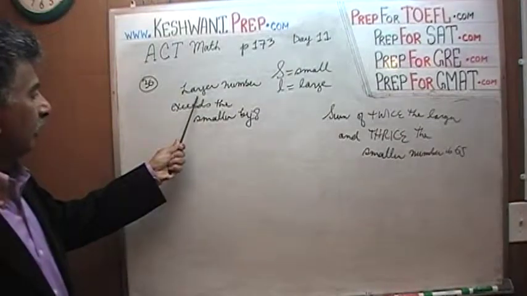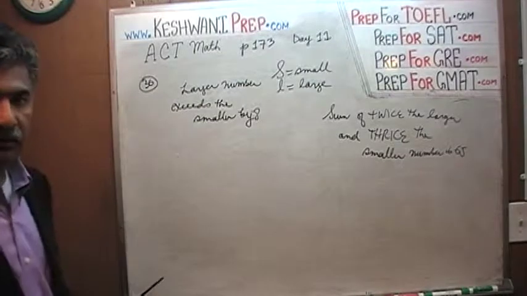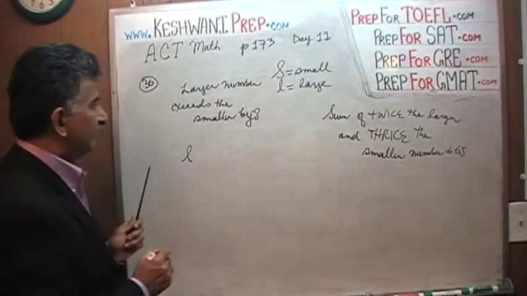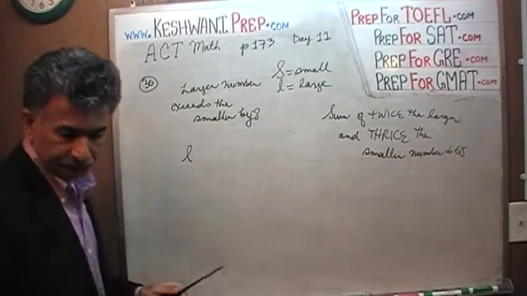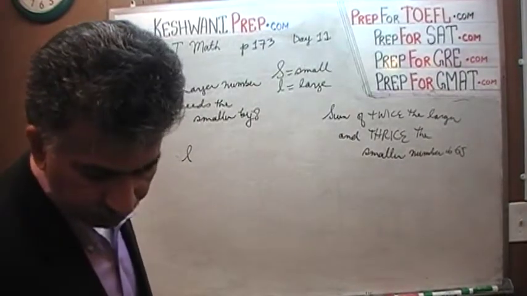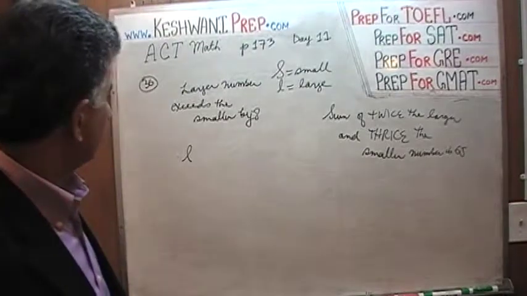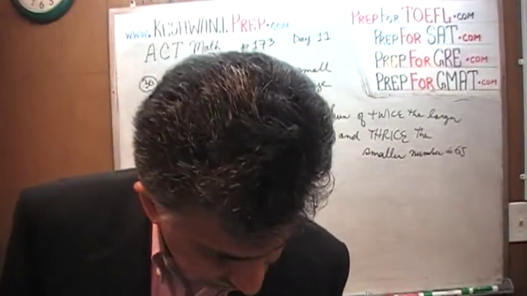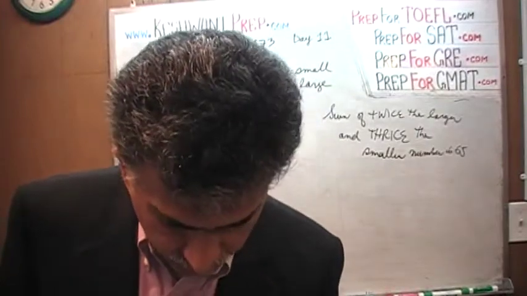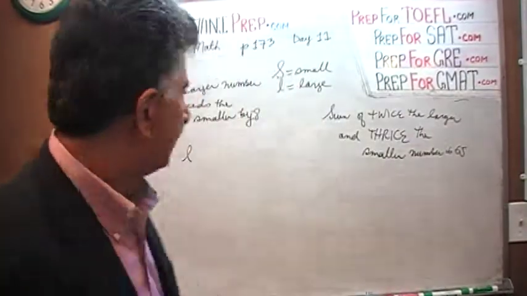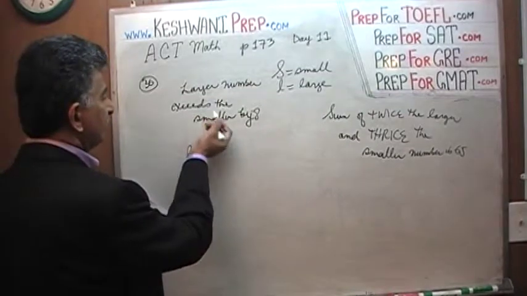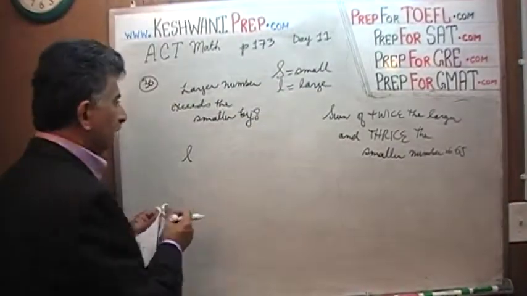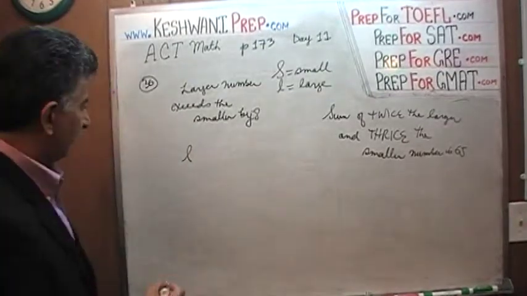Larger number, we are told, exceeds the smaller number by 8. So larger number exceeds the smaller number. Or does it say something else? Did I leave something out? Did I make a mistake already? Did I read it properly? It says the larger of the two numbers exceeds twice the smaller number by 8. The larger number doesn't exceed the smaller number by 8. Had this been the case, since I wrote it here, let's finish it.